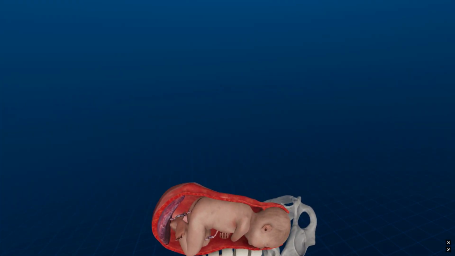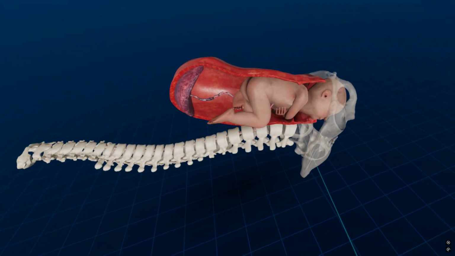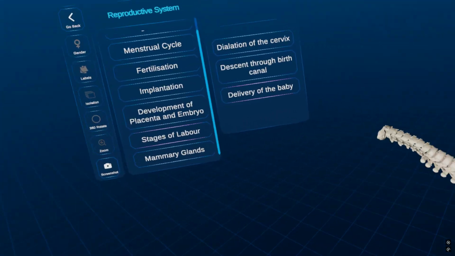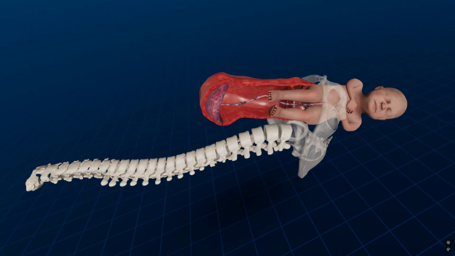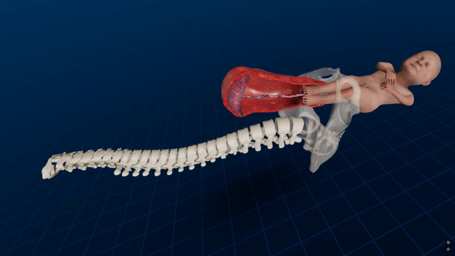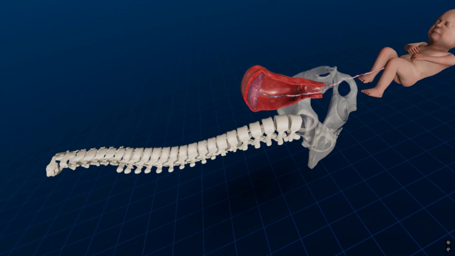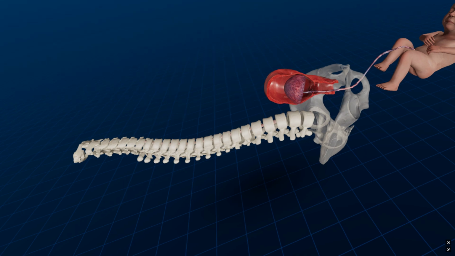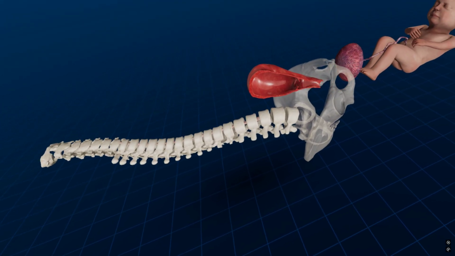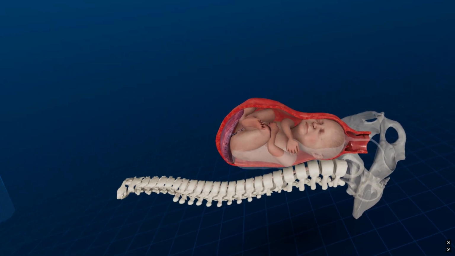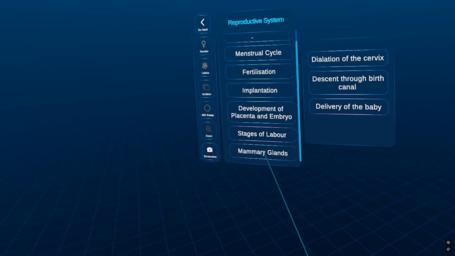The baby rotates again so that the shoulders are in position to slip out easily, one shoulder followed by the other. Once the baby's head and shoulders have fully emerged, the rest of the body will quickly follow, with the shoulders and torso slipping through the birth canal. The baby is usually born facing downward, with the back of their head facing the mother's front. The umbilical cord is usually clamped and cut at this point.